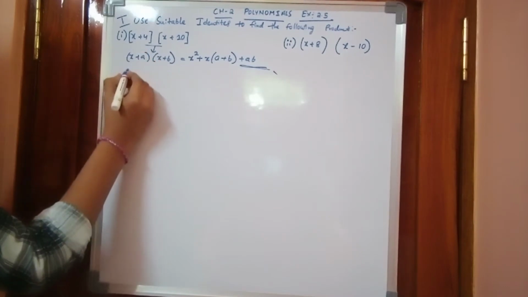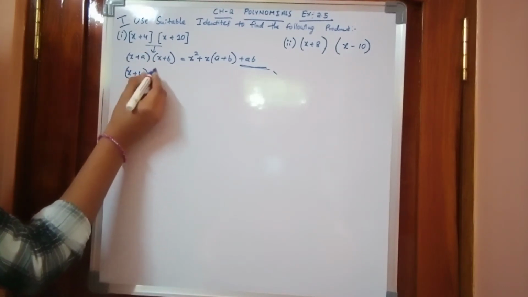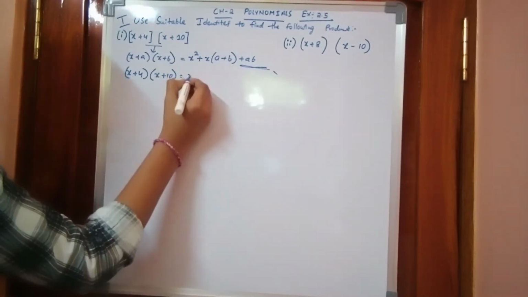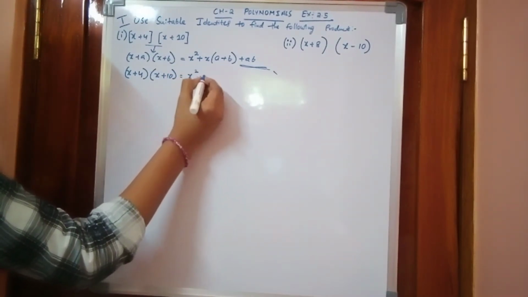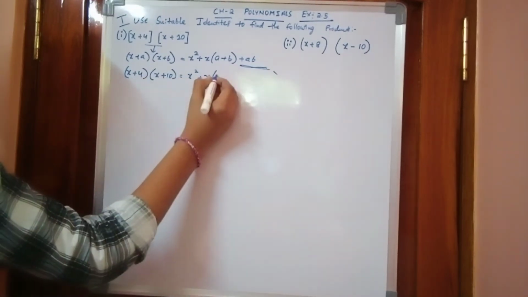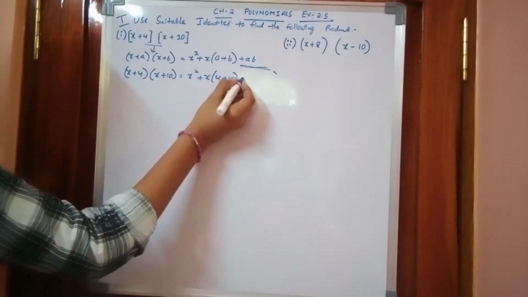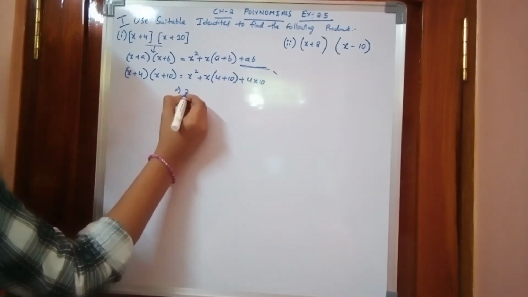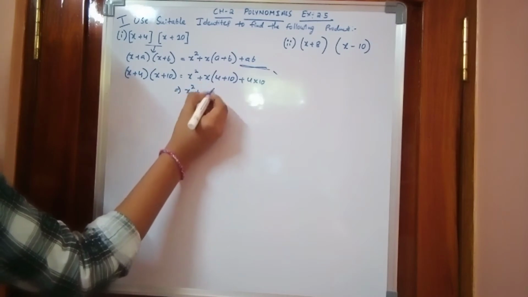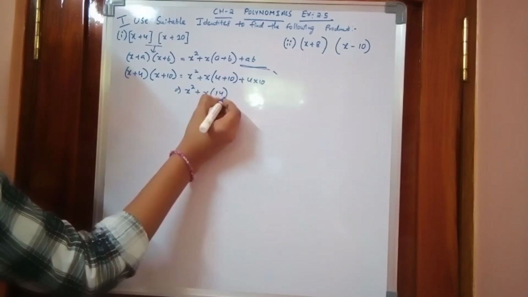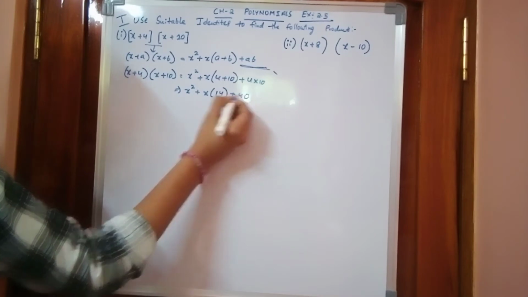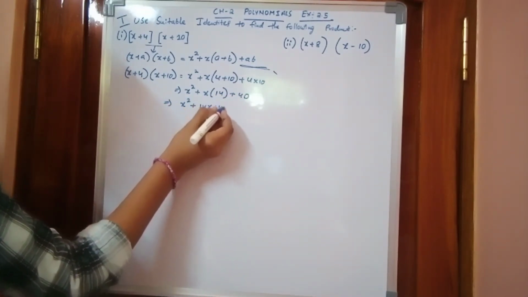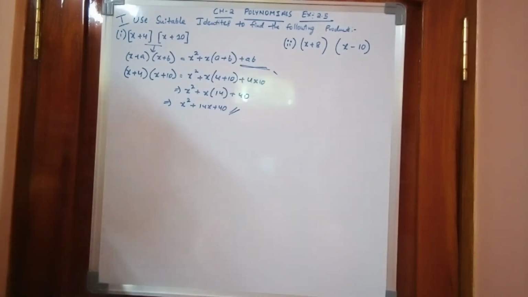So we write in this form: (x plus 4)(x plus 10) is equal to x square plus x of (4 plus 10) plus 4 into 10. This implies x square plus x of 14, then 4 into 10 is 40. So we get the expression x square plus 14x plus 40. This is the answer of the first one.